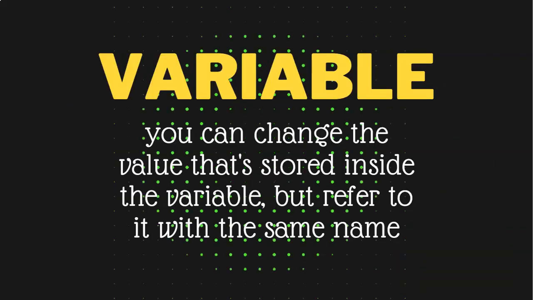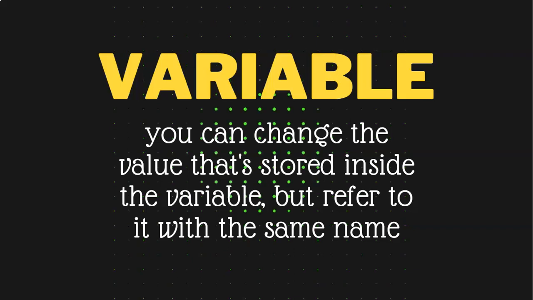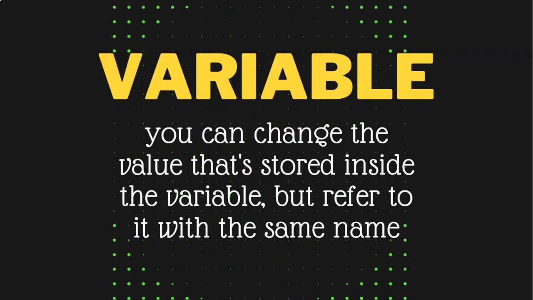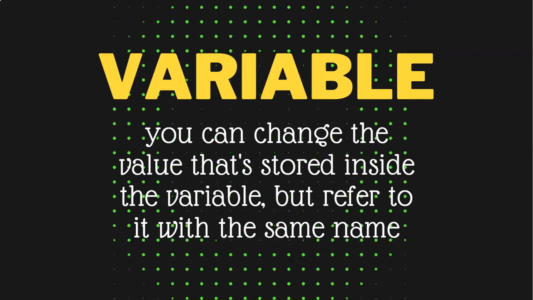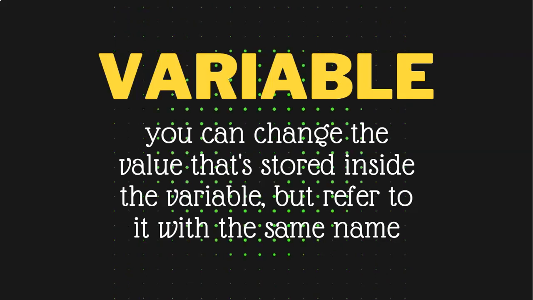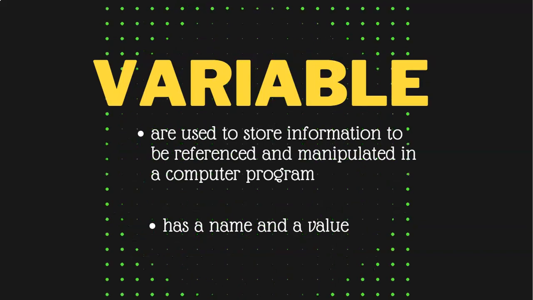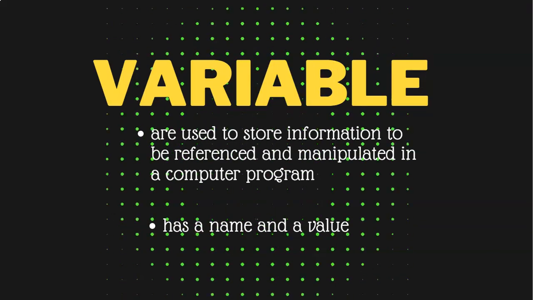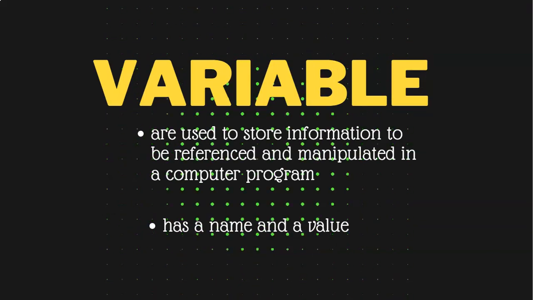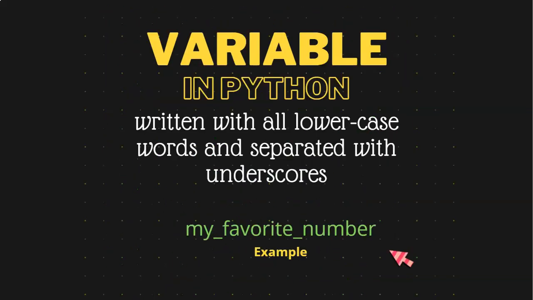That's the reason why variables are useful: you can change the value that's stored inside a variable, but refer to it with the same name, and the computer will use the last value you gave it. Variables let us write code using values that might change, or where we can't know the value at the time we're writing the code. Variables are used to store information to be referenced and manipulated in a computer program. It has a name and a value.